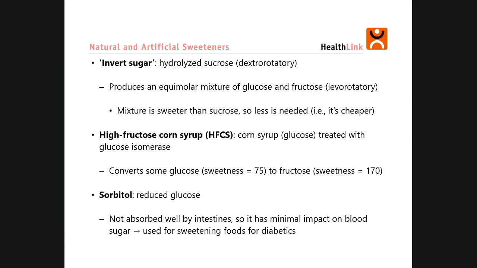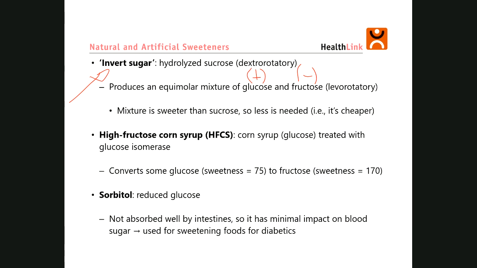So why is hydrolyzed sucrose called invert sugar? It turns out that when you hydrolyze sucrose, as I said, you generate glucose and fructose. Both of these are chiral substances. Glucose is dextrorotatory. Fructose happens to be levorotatory. And it turns out that the magnitude of the angle of rotation for fructose on the negative side is a larger value than the positive rotation of the glucose.